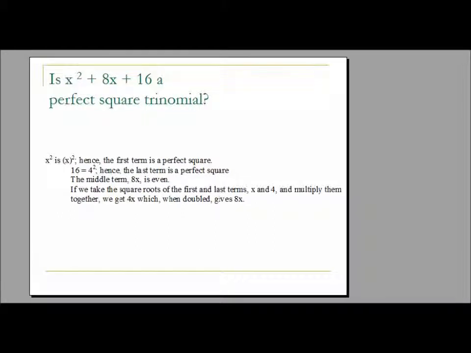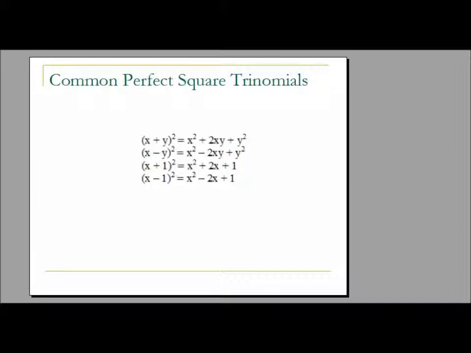Is x squared plus 8x plus 16 a perfect square trinomial? x squared is x quantity squared, hence the first term is a perfect square. 16 equals 4 squared, hence the last term is a perfect square. The middle term, 8x, is even. If we take the square roots of the first and last terms, x and 4, and multiply them together, we get 4x, which, when doubled, gives 8x. Hence, x squared plus 8x plus 16 is a perfect square trinomial.